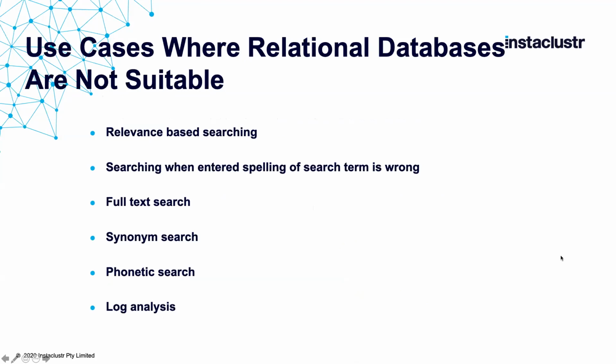So let's talk about cases where relational databases are not suitable, whereas Elasticsearch is a better candidate. You have relevance-based searching. If you've entered a spelling search term that is wrong, Elasticsearch does nearest neighbor kind of searching. Full text search, so if you want to search a paragraph of data, be my guest.